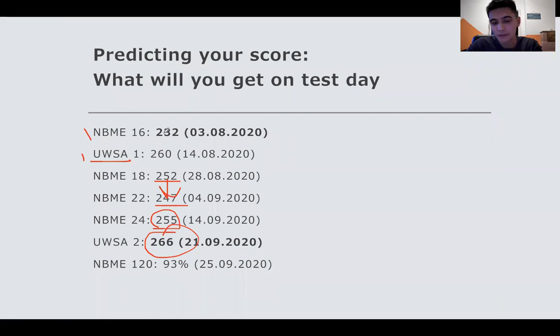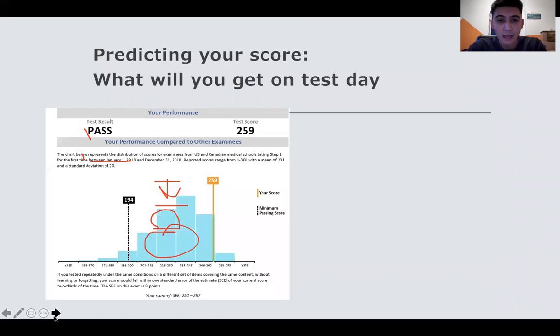So if I were to start with a 190, I know that I would not be finished after 2 months at my goal, and I would probably have to extend it by another 2 months of studying, just as an example. And this was the final score.